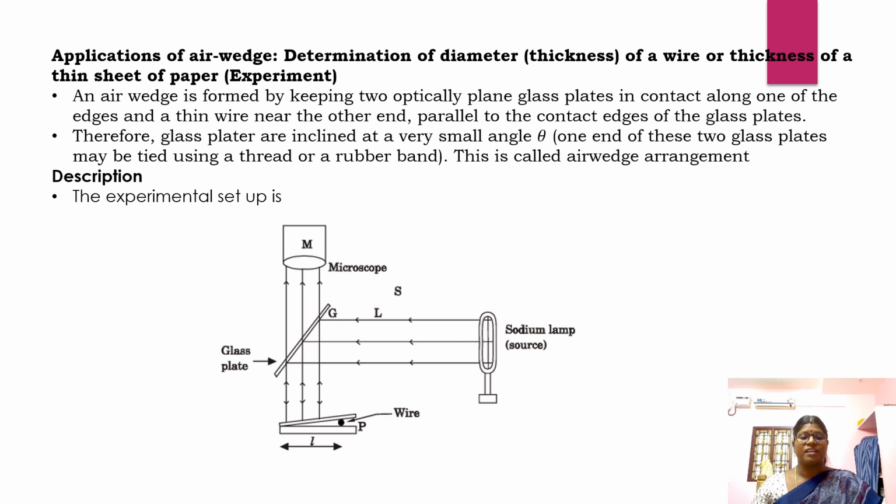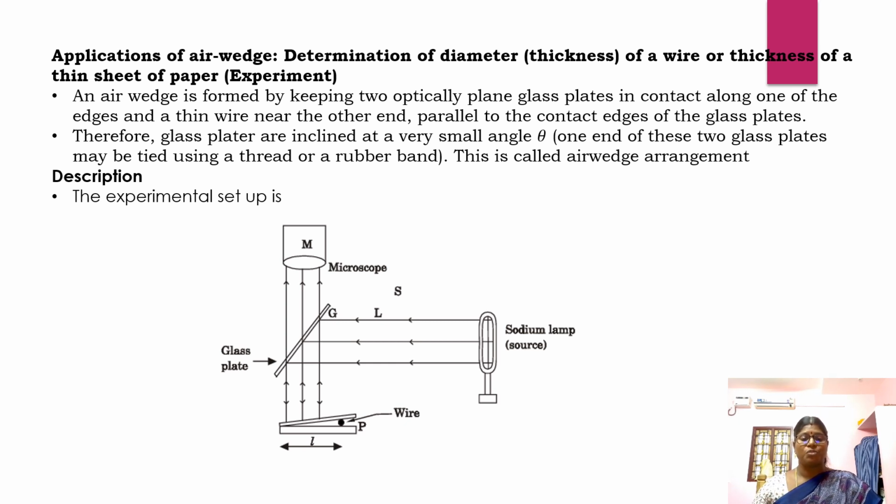So this figure illustrates the experimental setup of the air wedge experiment to determine the thickness of the wire. In this figure, a small wire is placed between two glass plates. One end of the glass plates is made to contact and at the other end a wire is introduced. The monochromatic sodium vapor lamp acts as the source.